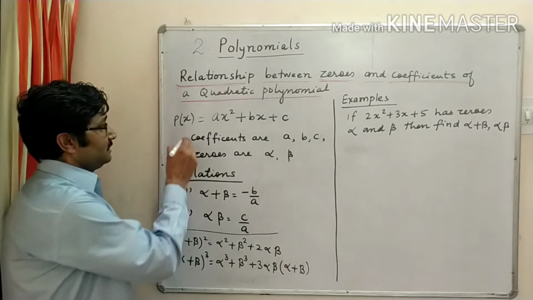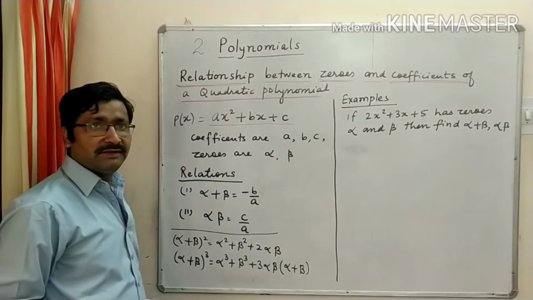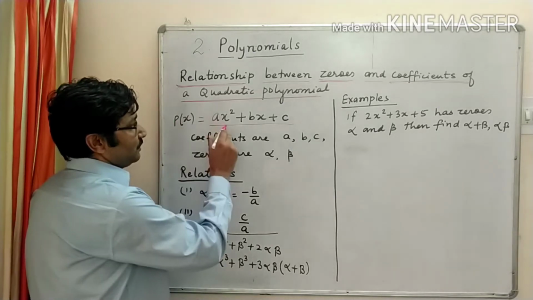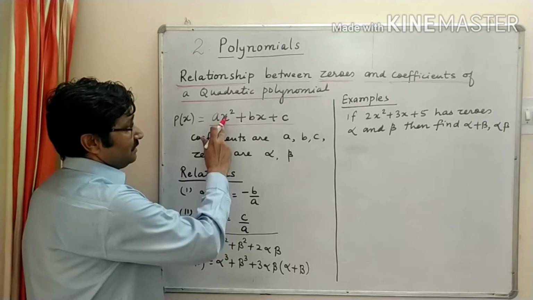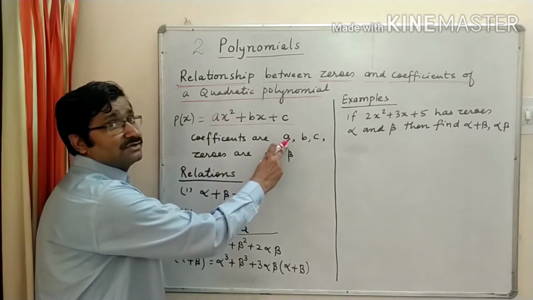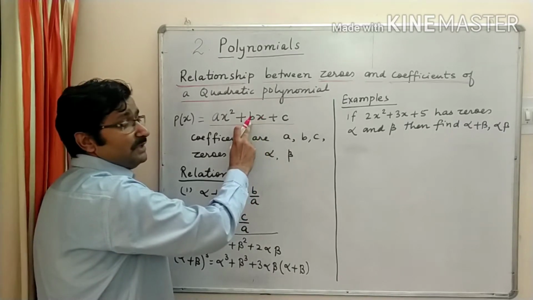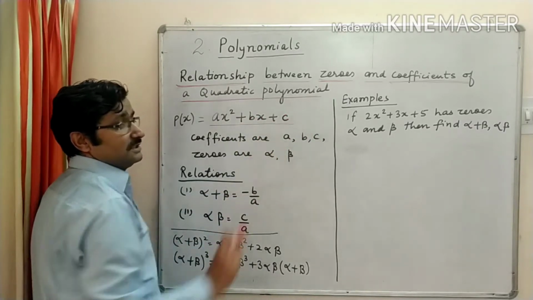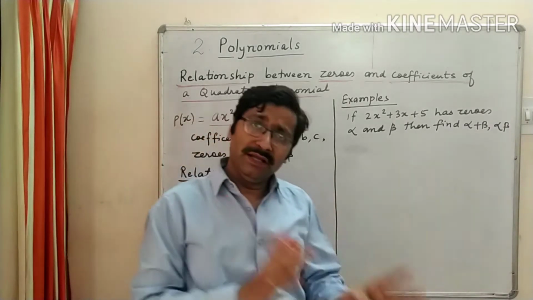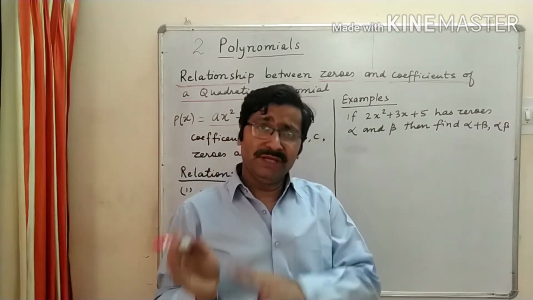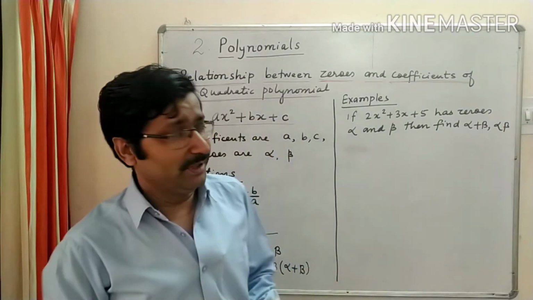So look here, this is a quadratic polynomial, ax square plus bx plus c. In this polynomial you have to check the coefficients. The x square coefficient will always be a, the x coefficient will be b, and the constant is c. Always keep in mind that the x square coefficient will be a, the x coefficient will be b, and last, the constant will be c. That you keep in mind.